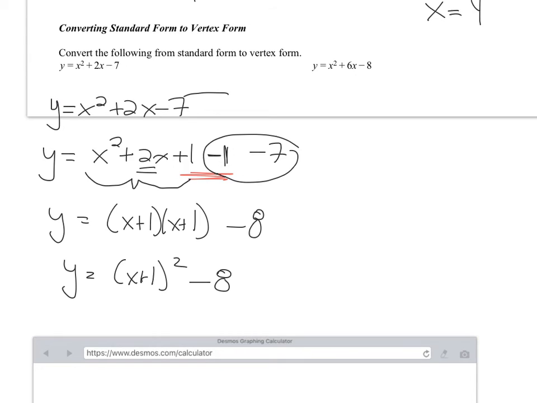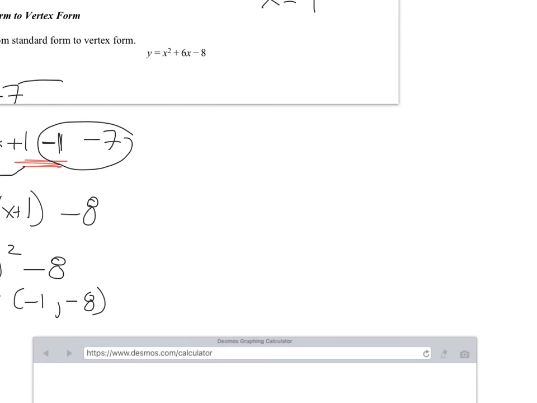And now this is in vertex form. So I know the vertex is -1, -8. Because remember, it's always the opposite of this. Now, could I have used the negative b over 2a formula? Sure. We just chose to convert it in this case. So it's the complete the square that allows us to convert between forms. All right, one more. Now, if you feel more comfortable using the standard form, that's fine. But it is nice to have this tool in your toolkit.